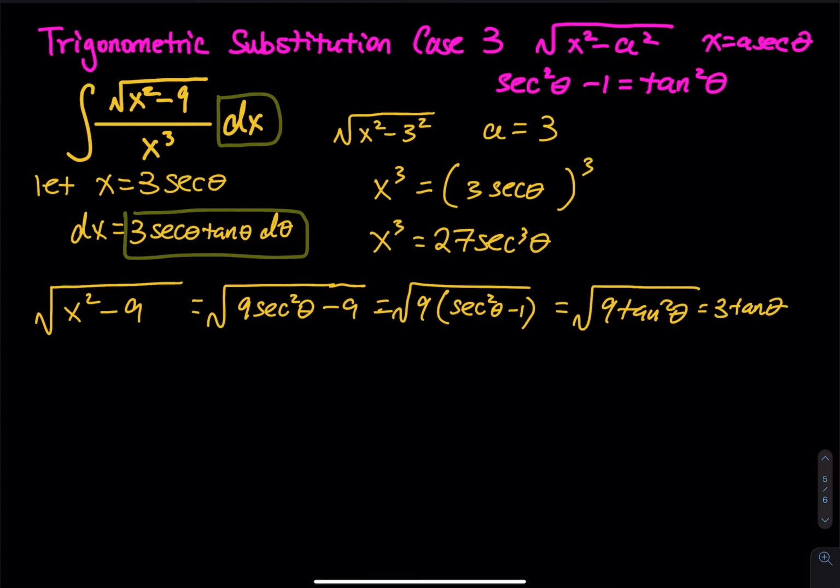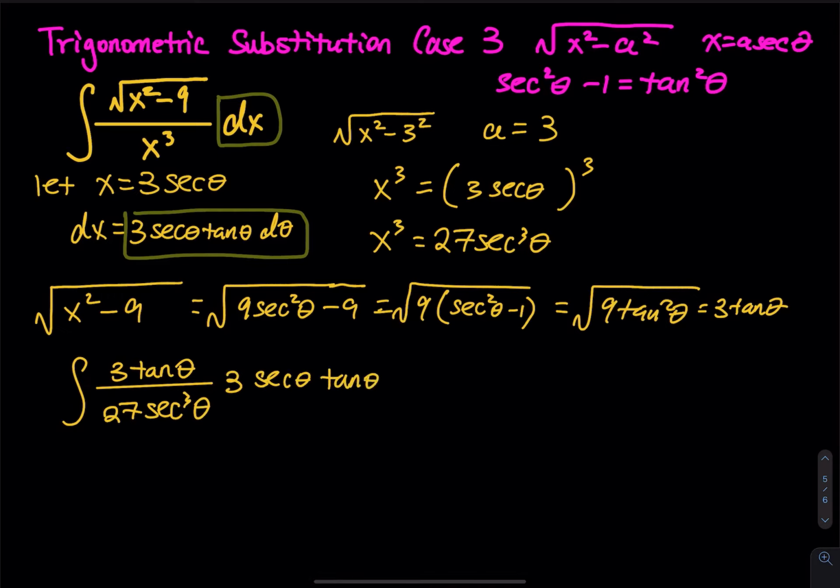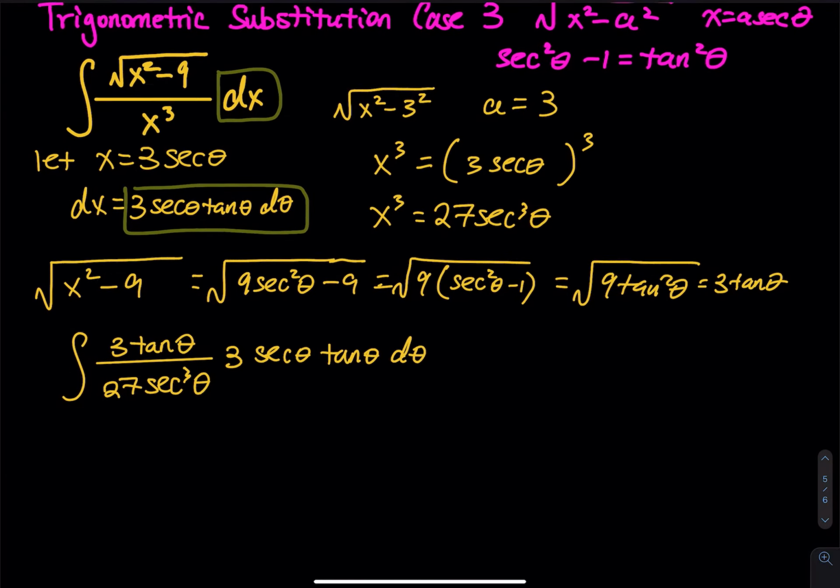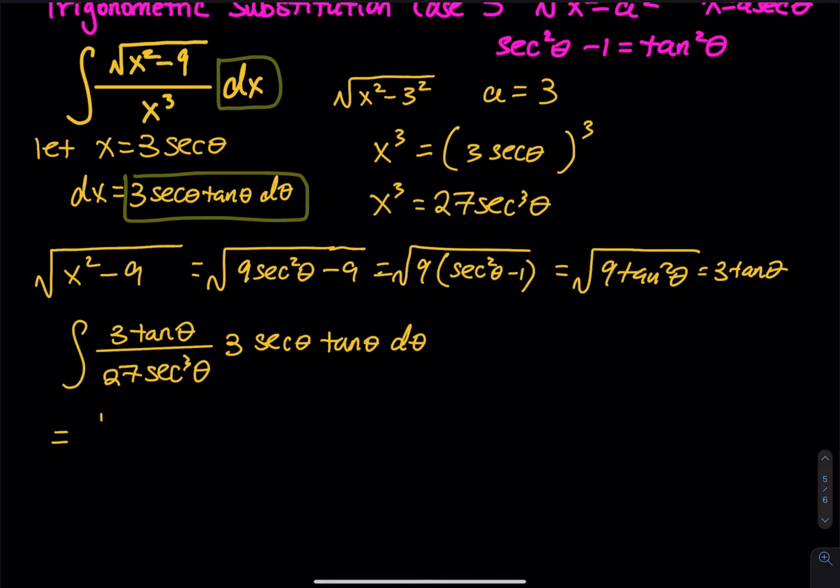So let's put all the components together. We have the square root, which is now 3 tangent theta. The denominator is 27 secant to the third theta, and then the dx is 3 times secant times tangent d theta. Okay, let's do some simplification and cancellation. So 3 times 3 is 9. 9 over 27 is 1/3, right? And then tangent times tangent gives you a tangent square.